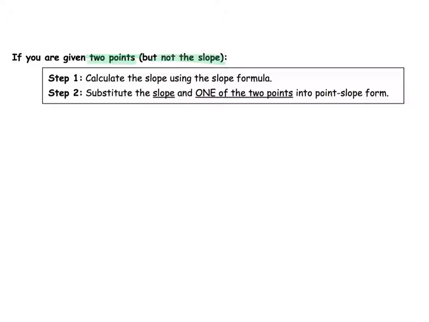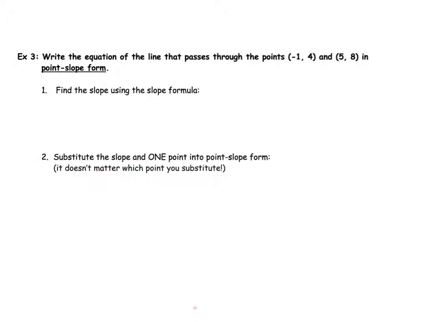The first step is to calculate your slope using the slope formula. If we go back to when we first started this unit, we know how to find slope is y2 minus y1 over x2 minus x1. Find the change of your y's over the change of your x's. Then, once you have your slope, substitute that slope into point-slope form and choose one of the 2 points to plug in. All right, let's do an example of this.